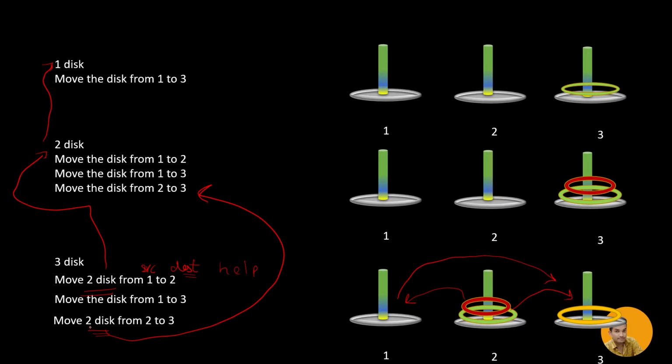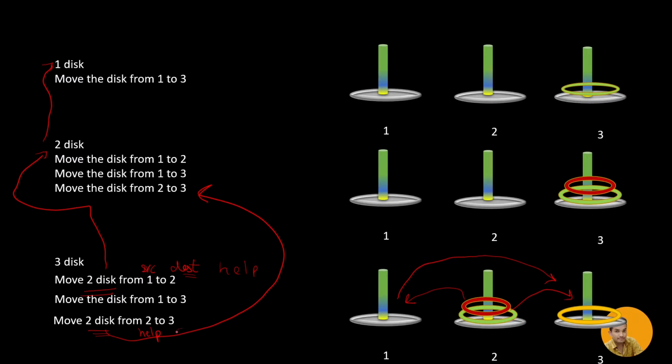So I am going to move two disks from 2 to 3. Now this tower 2 is the helping tower, so this is acting as a source, and 3 is the destination.